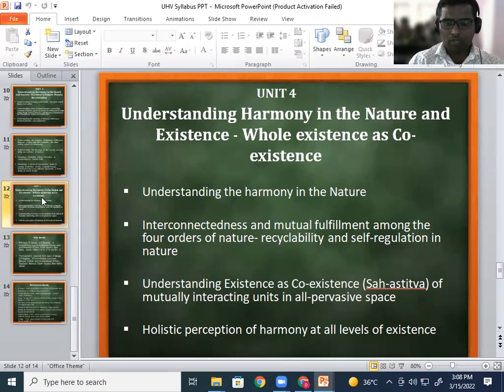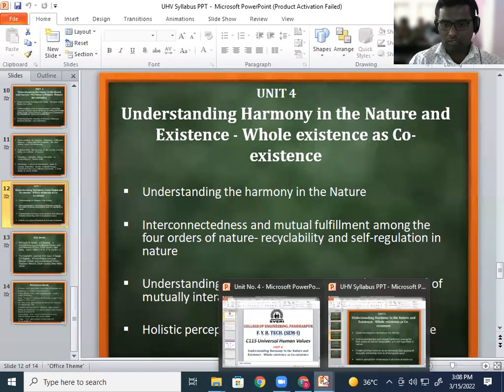In this 4th topic, we are going to discuss what harmony in nature means, how it can be maintained, what our responsibility is to maintain harmony with nature or existence, and what the ill effects are. Many things we are going to discuss in unit 4. But try to remember that whenever you study this subject, this sequence is very important.